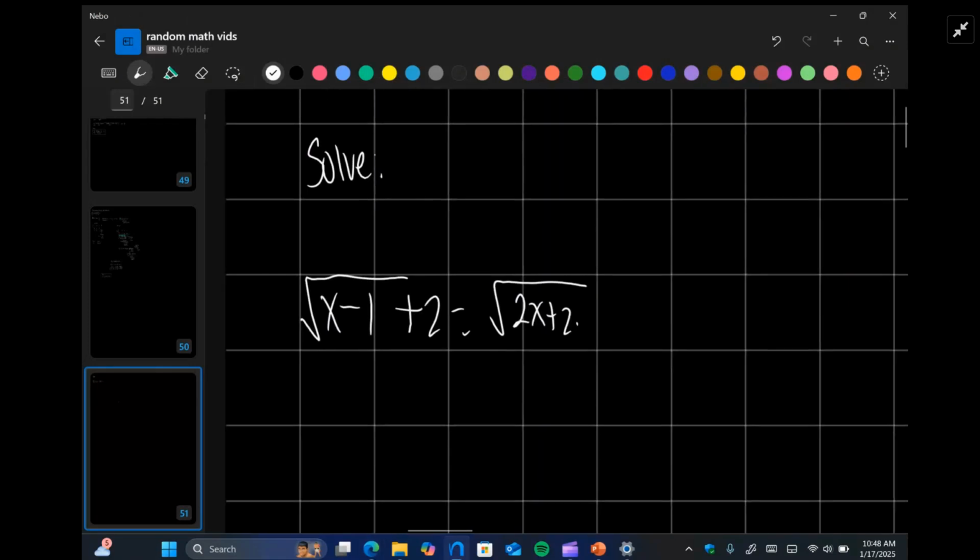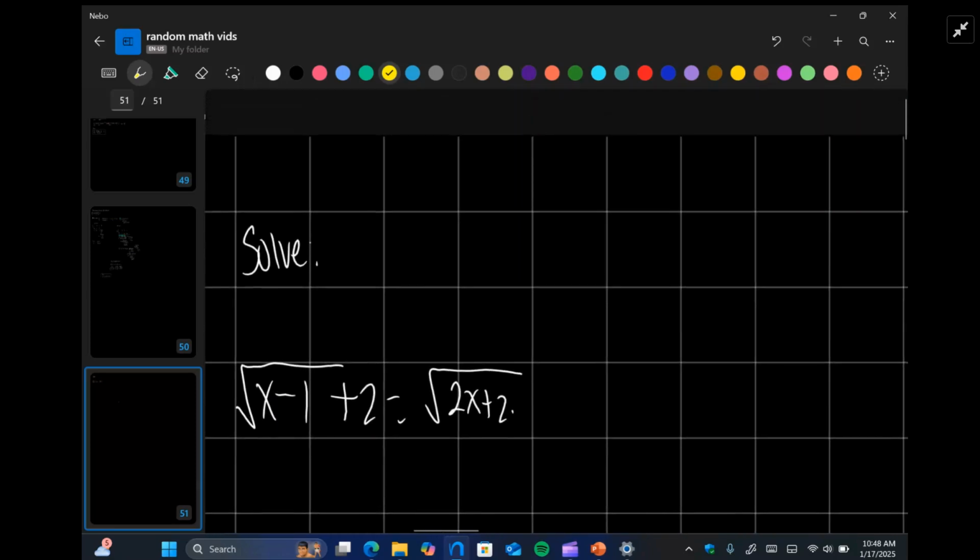So here we have the square root of x minus 1 plus 2 equals 2x plus 2. So we want to go ahead and solve this. Now the first thing we need to do is square both sides, okay? And actually, you know what? I forgot to do one thing.